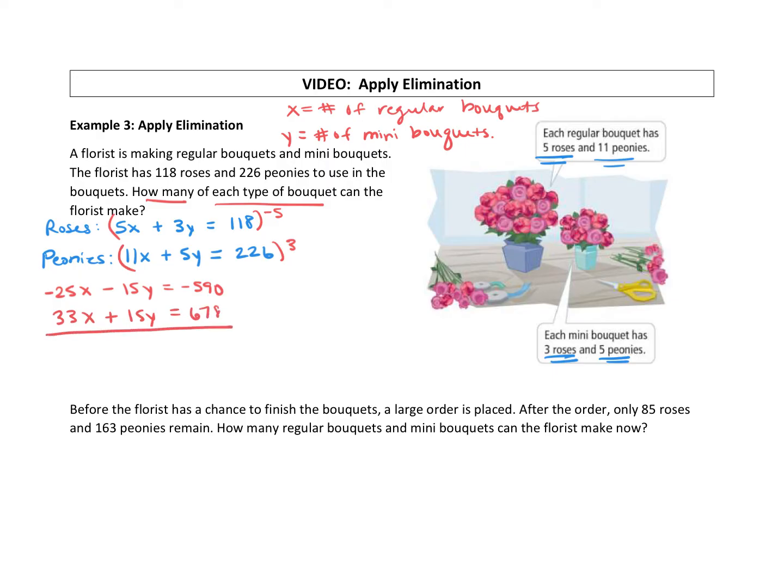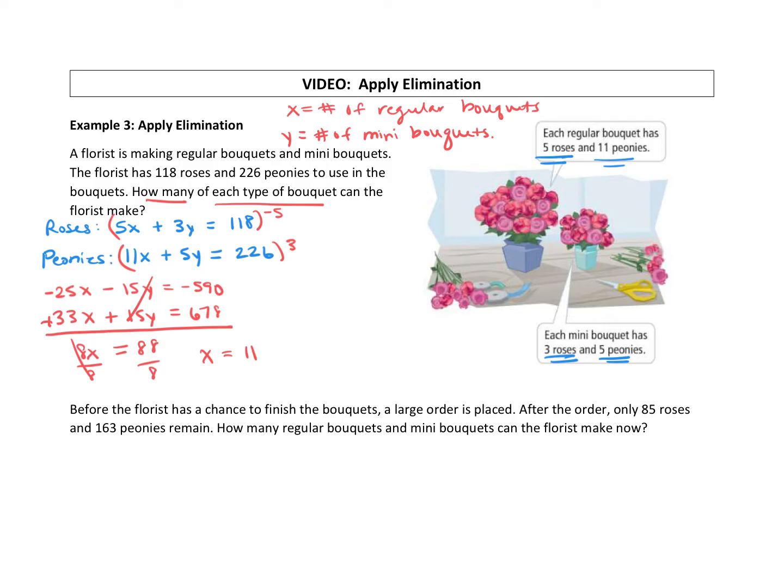Now we can go ahead and add our equations together. Negative 25x plus 33x is... nope, it's 8x. Negative 15y plus 15y cancels, so carry down your equal sign. And negative 590 plus 678 is 88. All right, let's divide both sides by 8 to solve for x. X is equal to 11.